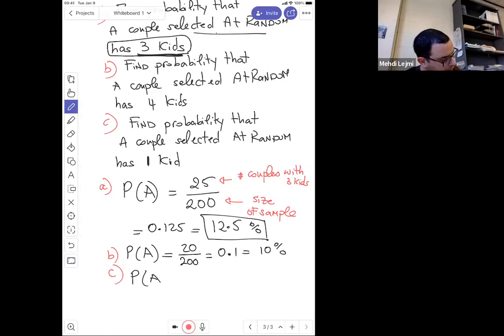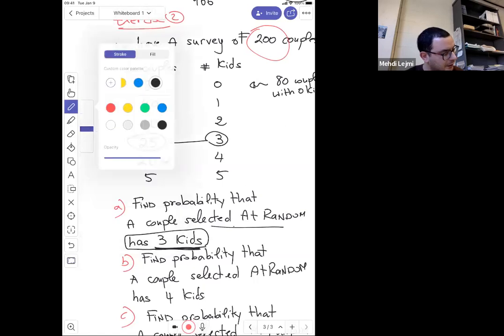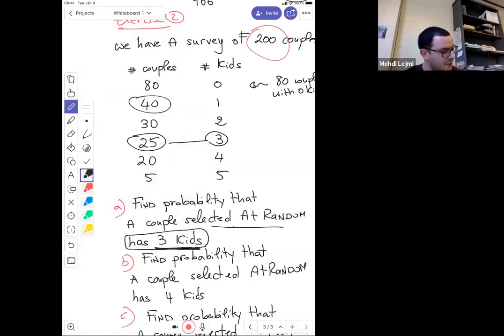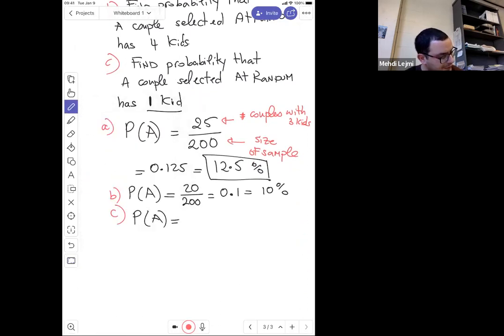Last one, we are talking about couples with 1 kid. We have 40 couples with 1 kid, so that's 40 over 200. 40 over 200 is 0.20, and multiplied by 100%, that's 20%.